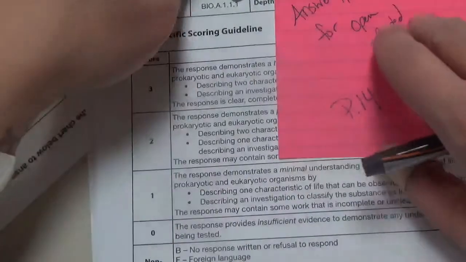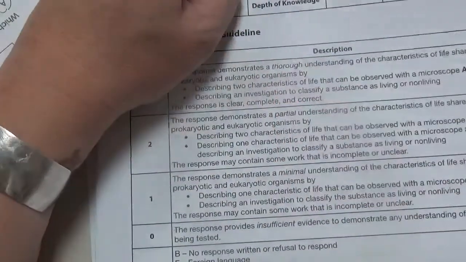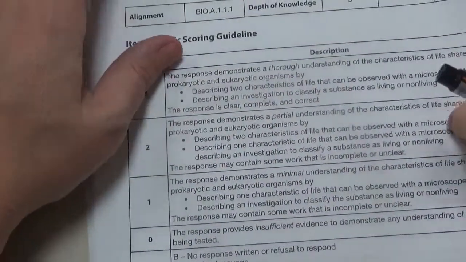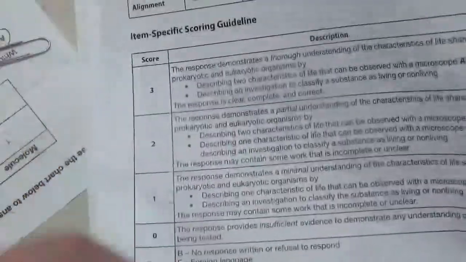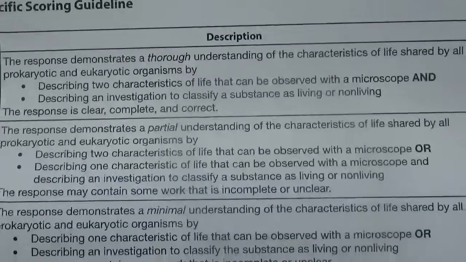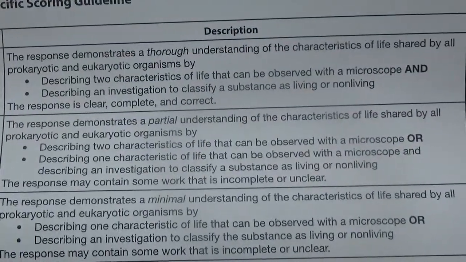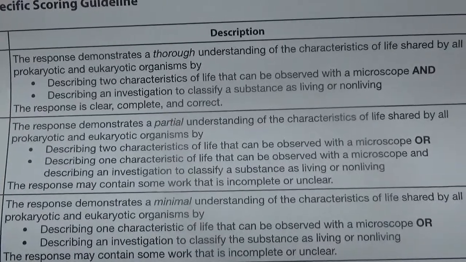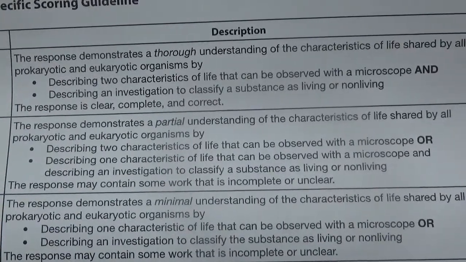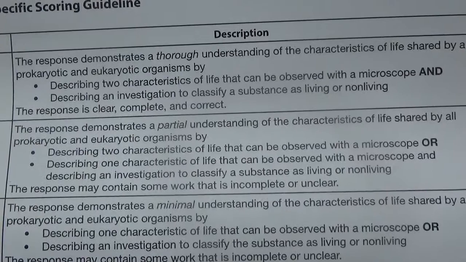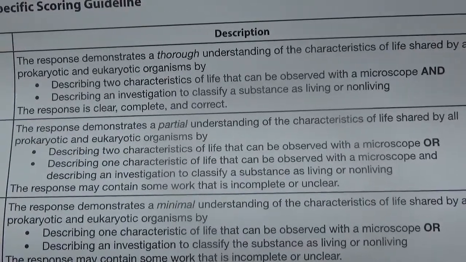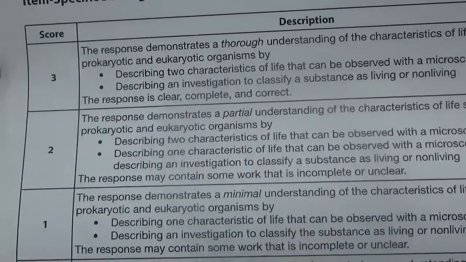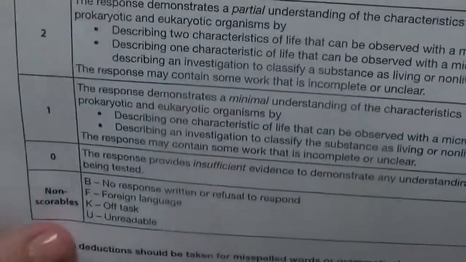Now, they give us the answer for this. If you can demonstrate a thorough understanding of the characteristics of life shared by all prokaryotic and eukaryotic organisms, describe characteristics that can be observed with a microscope, and describe an investigation to classify a substance as living or non-living. The response is clear, complete, and correct. That's going to get you the highest amount of points.